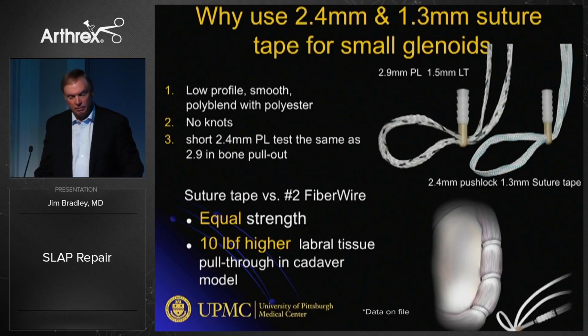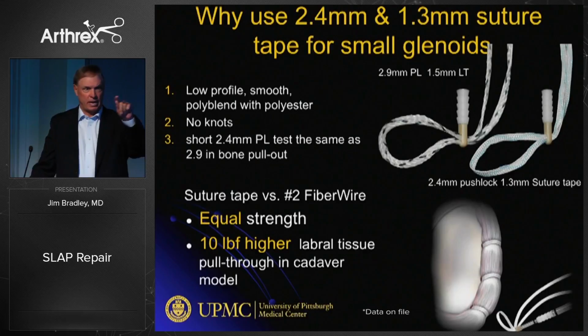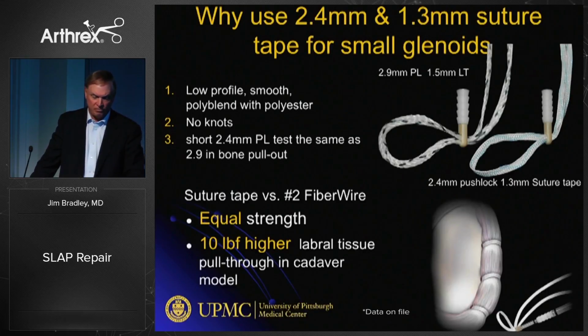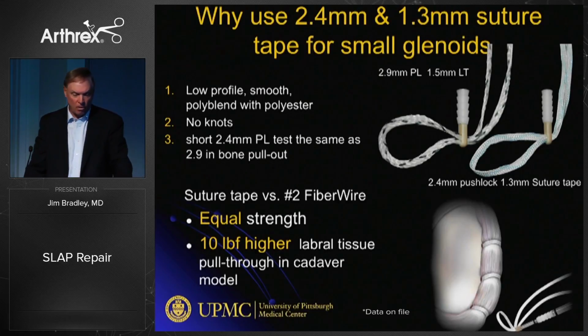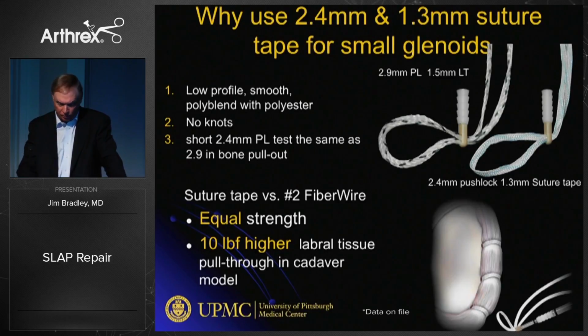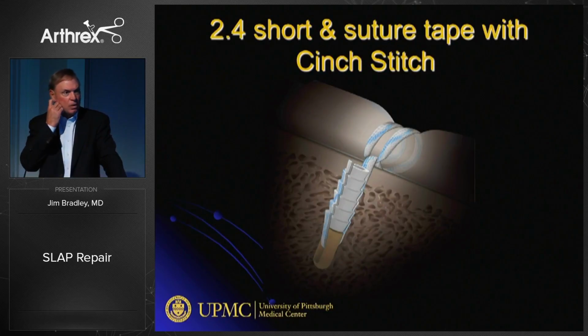And if you compare suture tape, that's a single strand of tape, not a cinch stitch, a single strand. They're equal in strength to a number 2 FiberWire, but overall they have a 10-pound greater labral pull-through strength than the FiberWire because of their construct. They kind of look like this. This is what I'm going to.